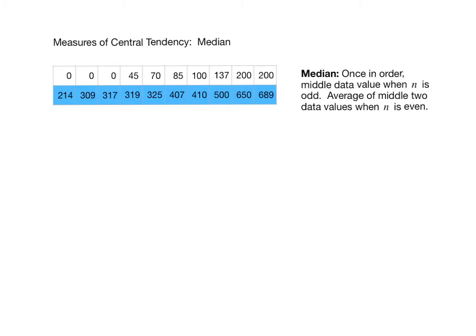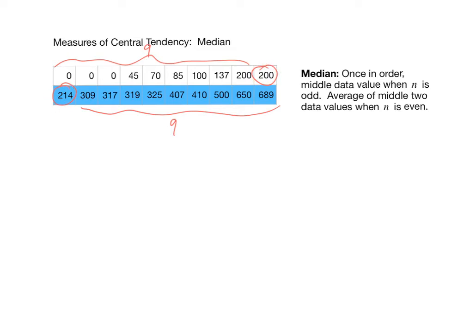Notice I've already got this data sorted in ascending order, and now we need to find the middle point. Since there are 20, there are going to be 2 points in the middle, in the 10th and 11th positions. Here's the 10th value, here's the 11th value. Notice there are 9 data values to the left of that, and 9 data values here. So the 200 and the 214 are the middle two numbers.